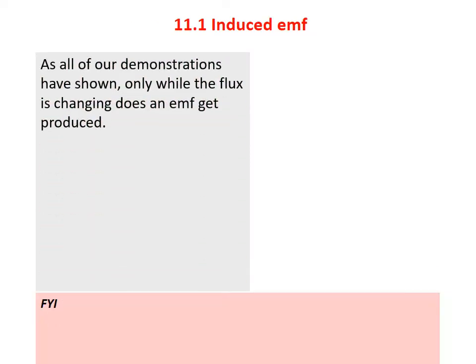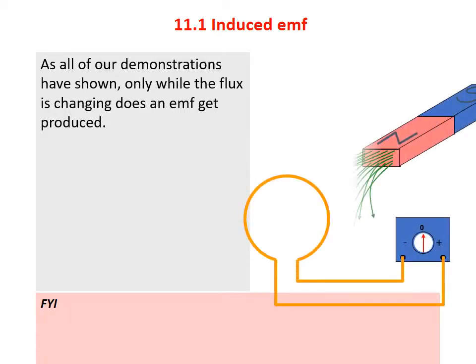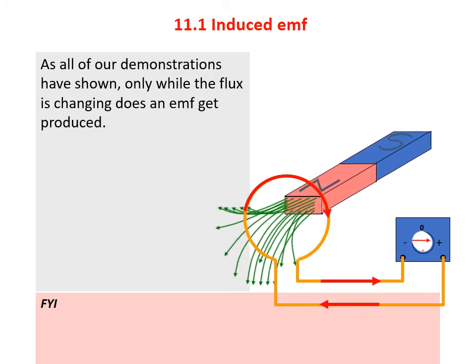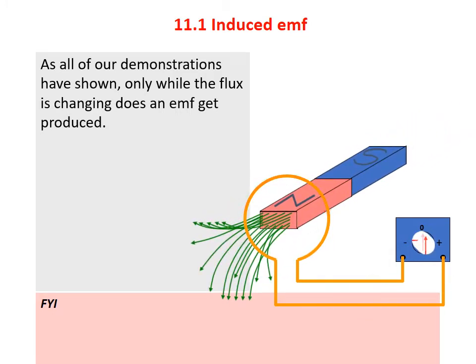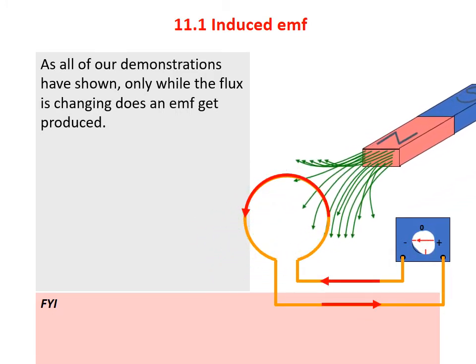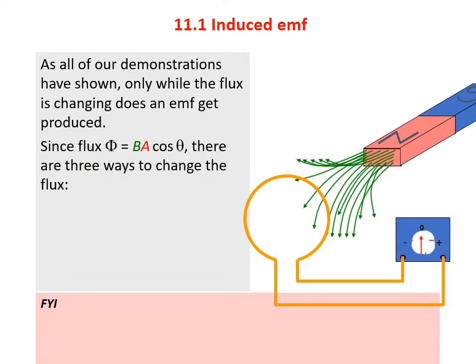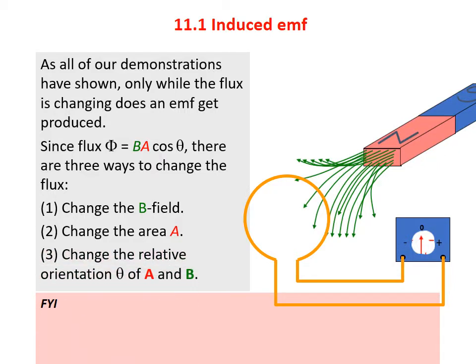These demonstrations have shown that only while the flux is changing does voltage get induced inside of a coil. Here we can see again, only when the magnet is in motion will there be an induced EMF. Since flux, capital phi, equals BA cos theta, there are three ways to change the flux. Number 1, change the B field strength. Number 2, you can change the area or the shape of the coil. Or number 3, you can change the relative orientation theta of A and B.